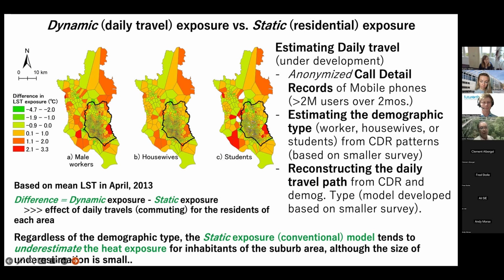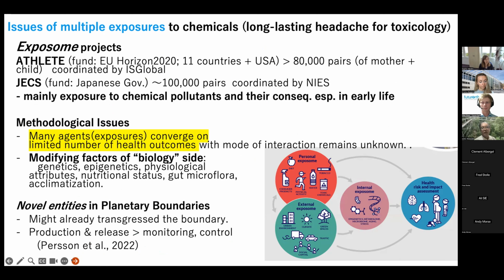So this is one thing. Another thing is the issue of multiple exposure to chemicals, which is a long-lasting headache for toxicologists. There are some big projects using the concept of the exposome. The exposome is a comprehensive evaluation of multiple exposures to multiple chemicals. I picked two big projects. One is ATHLETE, conducted in European countries and funded by Horizon 2020, involving 12 countries, including the United States, and covering more than 80,000 mother and child pairs. Another is JECS, the Japan Environmental and Children's Study, funded by the Japanese government, covering 100,000 mother and child pairs.